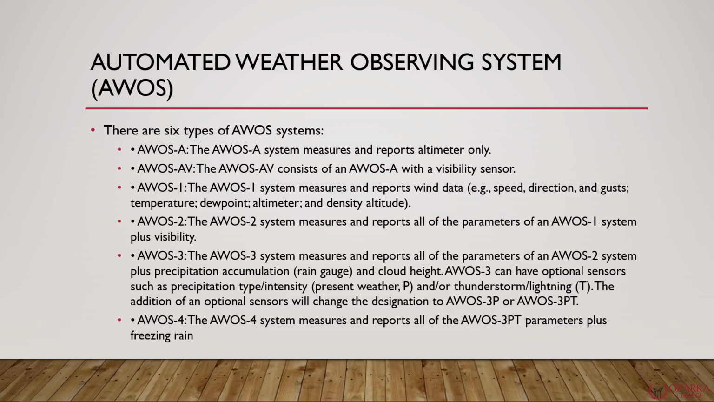Now what we have here at the airport is the AWOS-3, and that measures and reports all the parameters of AWOS-2 plus precipitation accumulation, has a rain gauge, and cloud height. It also has operational sensors such as precipitation type, intensity, present weather, and/or thunderstorm and lightning. The addition of an operational sensor will change the designation from an AWOS-3P to an AWOS-3PT. Now what we have is an AWOS-3PT. AWOS-4 measures and reports everything that the AWOS-3PT does plus freezing rain.